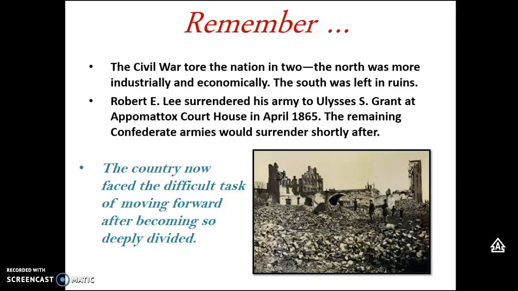Robert E. Lee surrendered his army to Ulysses S. Grant at Appomattox Courthouse in April of 1865. The remaining Confederate armies were surrendered shortly after. The country now faced the difficult task of moving forward after being so deeply divided.